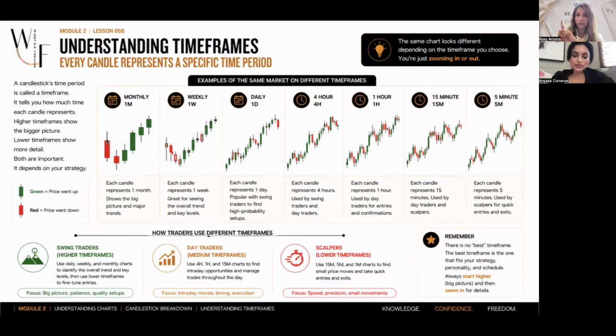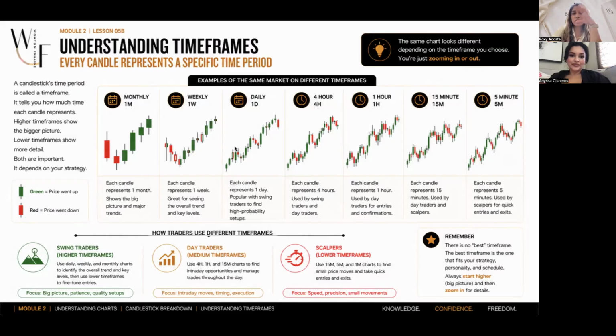Because it's one month. So if you see what happened: one, two, three, four. Price went down for 4 weeks. That's this one candle here. And then obviously we bounced and we pushed up. Now we go to the daily time frame.